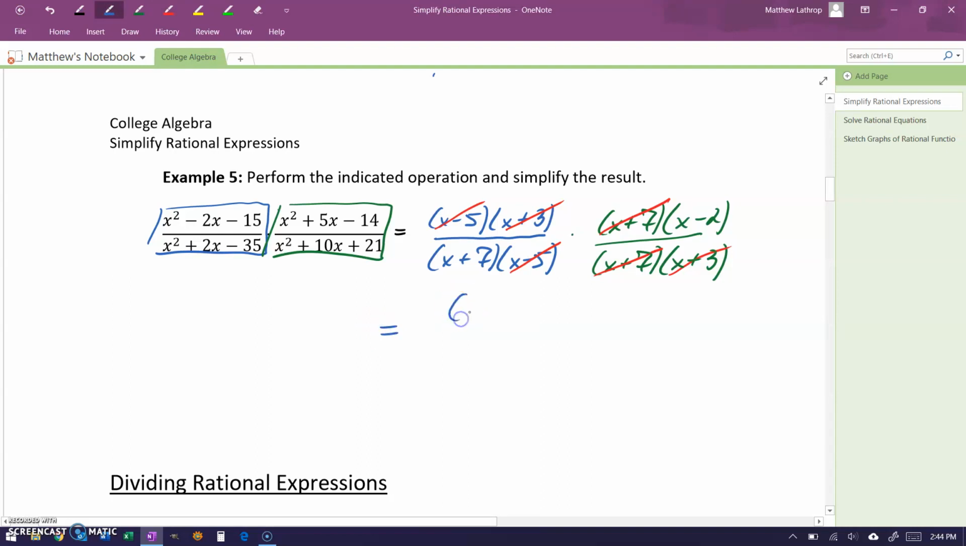meaning our final answer will be the quantity x minus 2 divided by the quantity x plus 7, actually just times the quantity x plus 7 is all we have left down there. So we get x minus 2 over x plus 7 after we factor and then reduce as far as possible.